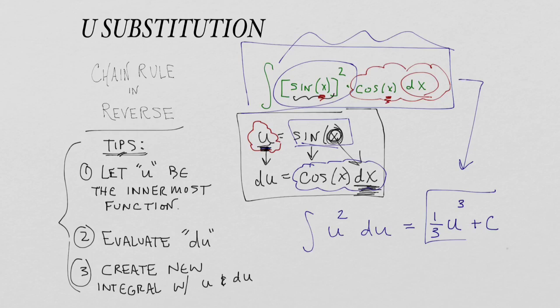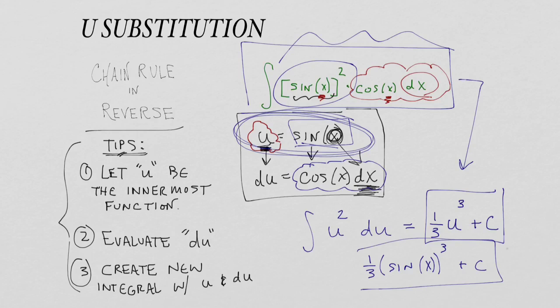So if this is my final answer, and if I know what u is, because remember that we let u equal the sine of x, I can do one final substitution where I let u equal sine of x, and I can rewrite my final answer as 1/3 multiplied by the sine of x to the power of 3 plus c. And there we go. We are done. And if we want to prove to ourselves that we are correct, we can take the derivative of 1/3 sine of x to the power of 3 plus c, and I promise you that we will get this original function that we started with.